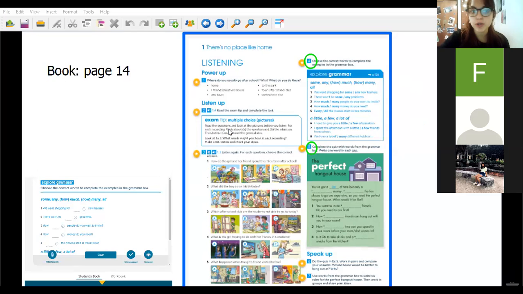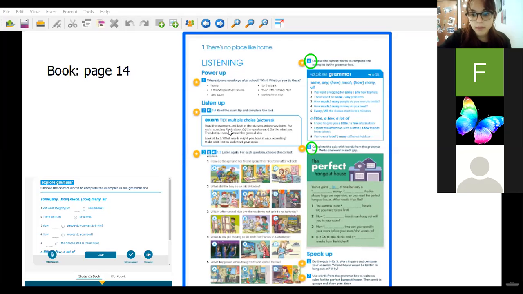Page 14 on your book. We're going to be working on page 14, the exercise on the right. Exercise 4.